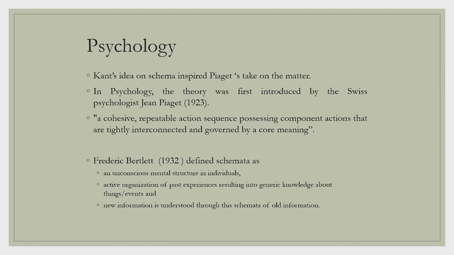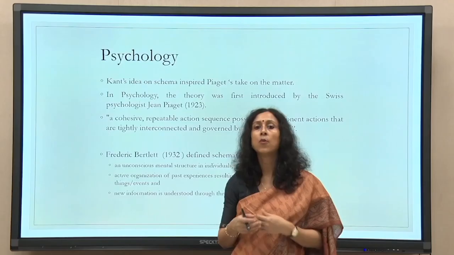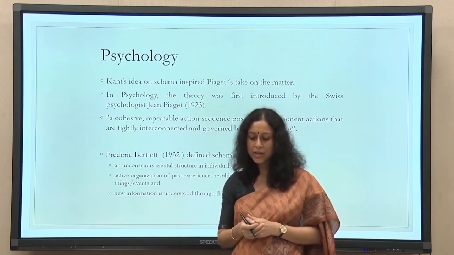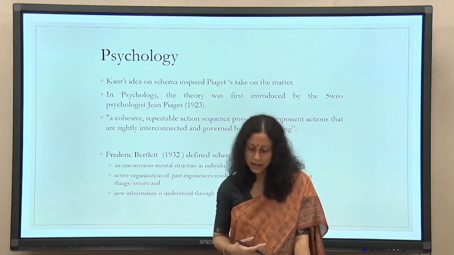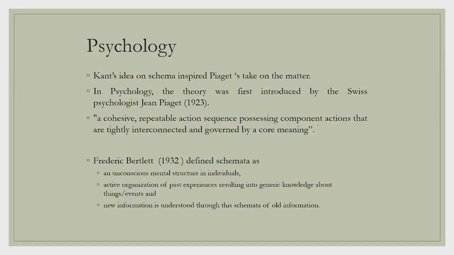Kant's ideas were later taken up by Piaget, who was among the first to use the word schema. In his 1923 book, he introduces this idea of a schema that underlies our understanding. And I quote from his book, a cohesive repeatable action sequence. He gives it a much more formulated, structured way of looking at it. So, what is a schema? A schema that underlies our understanding is a cohesive repeatable action sequence.